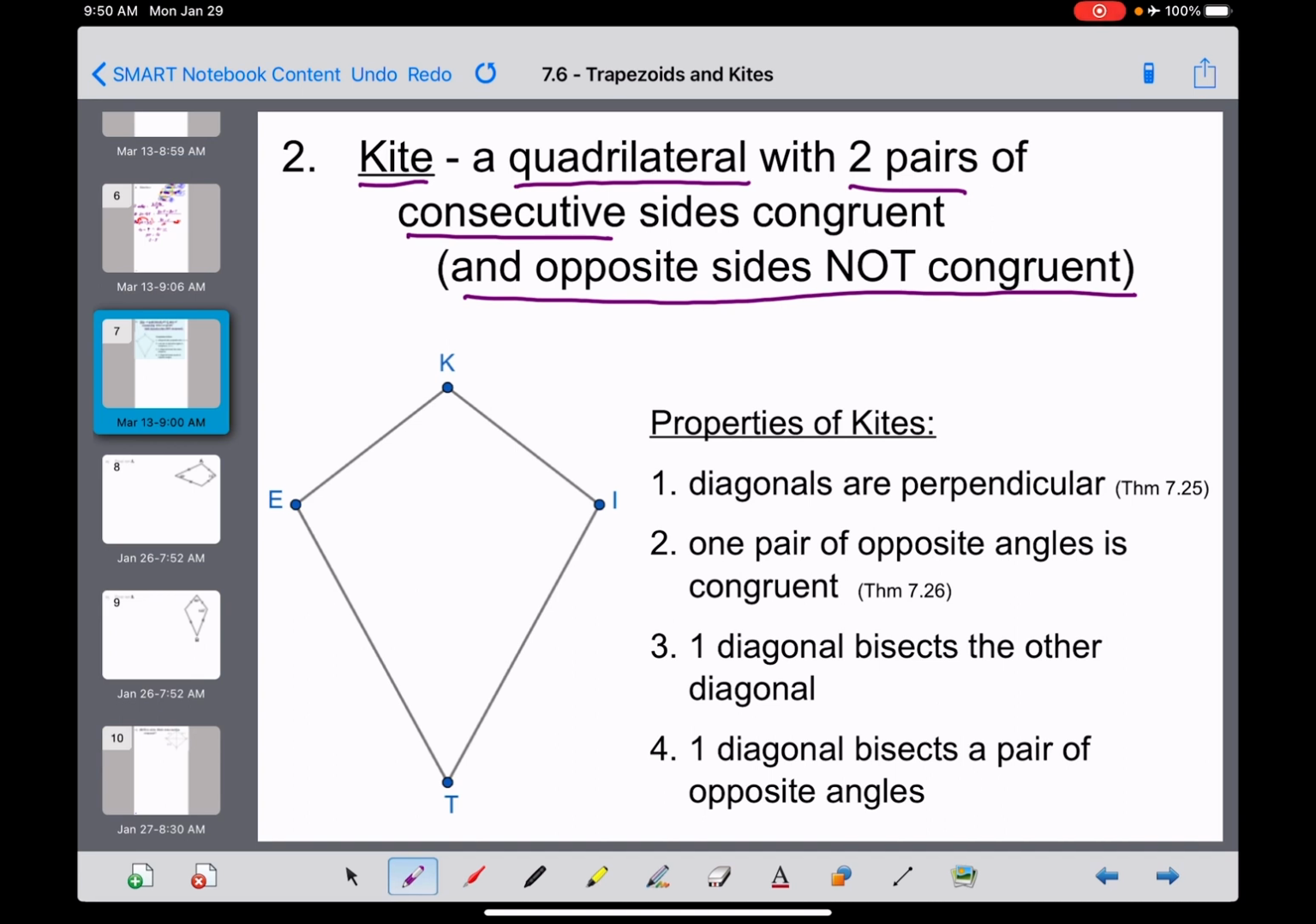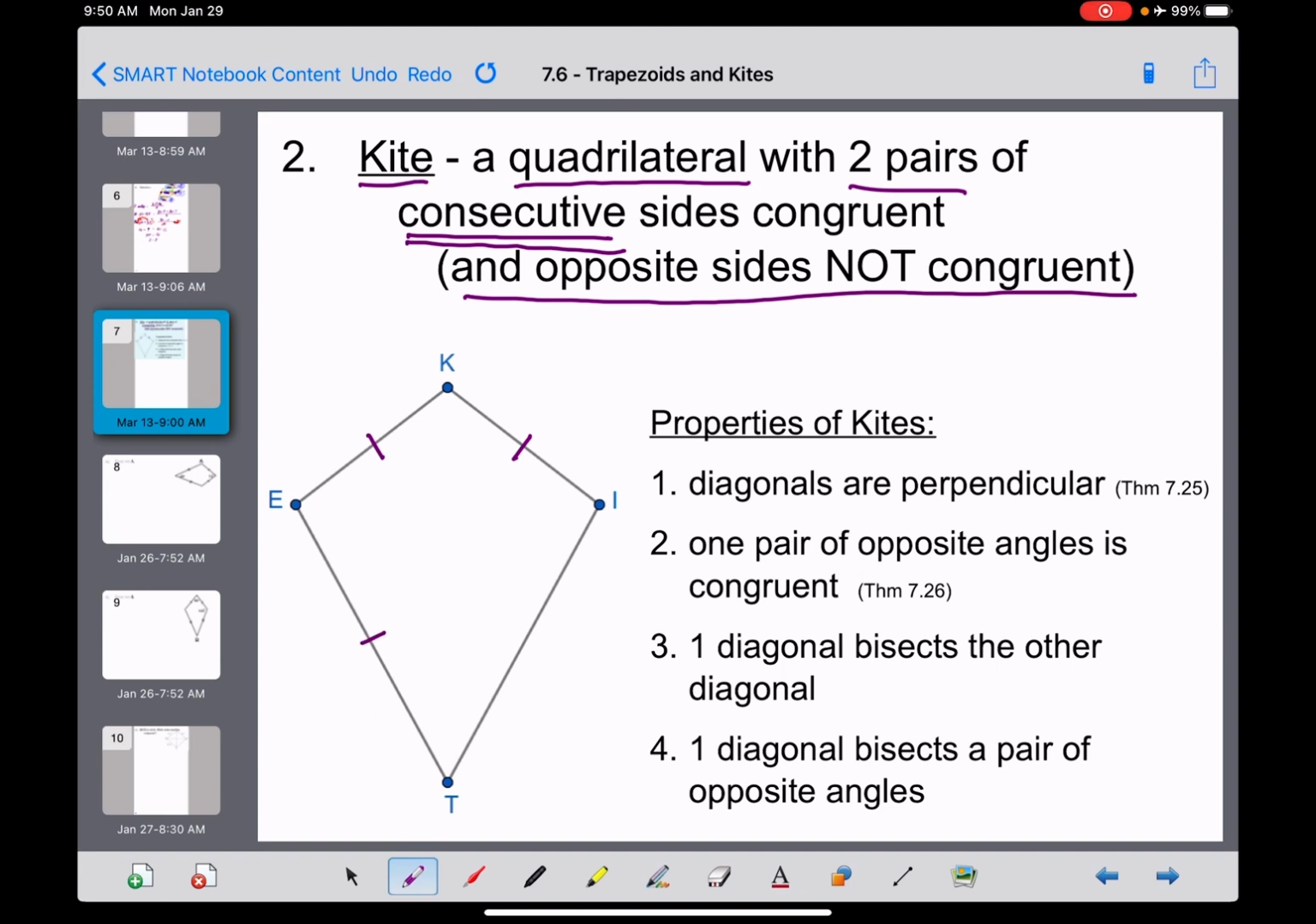You've got 4 sides here, obviously. That's why it's a quadrilateral, and 2 pairs of consecutive, meaning in a row or next to each other, sides are congruent. So I think you guys can tell right here that line segment KE is exactly the same length as line segment KI. That's what we mean by consecutive sides being congruent. They're right next to each other. They share a vertex here at K, and those 2 sides are the same length. But that's one pair of consecutive sides congruent.